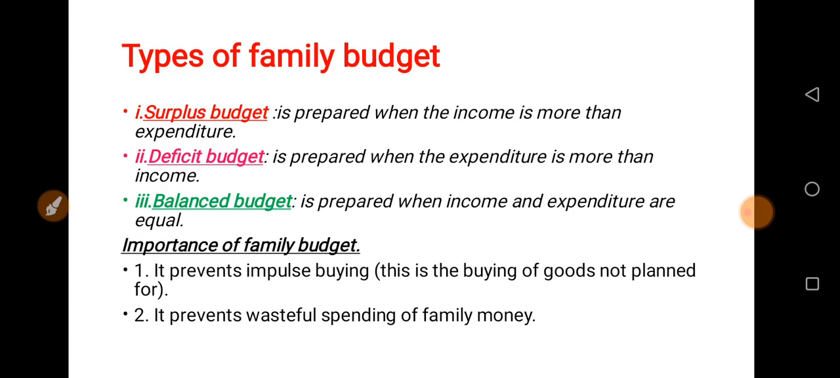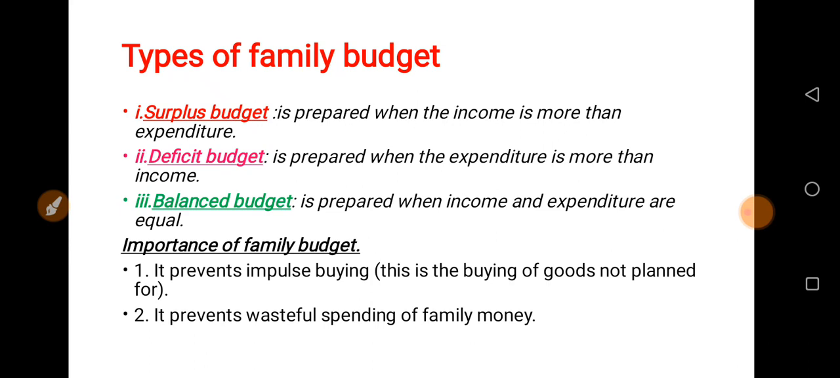Now, types of family budget. We have three types of family budget. We have surplus budget, deficit budget, balanced budget. Now, when you talk about surplus budget, it is prepared when the income is more than expenditure. Remember, surplus budget is prepared when the income, that is the money you receive at the end of the month, is more than the expenditure. Expenditure is the money spent.